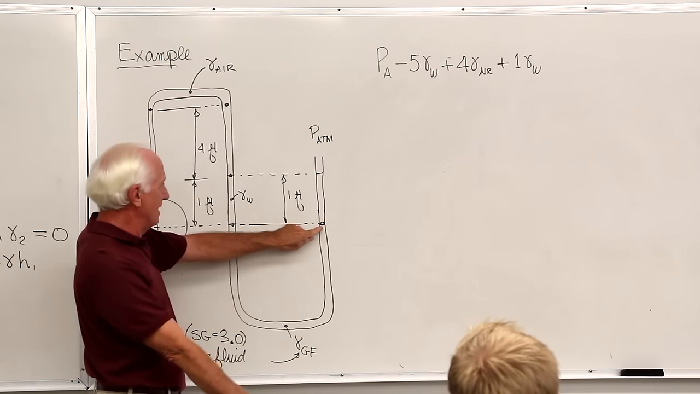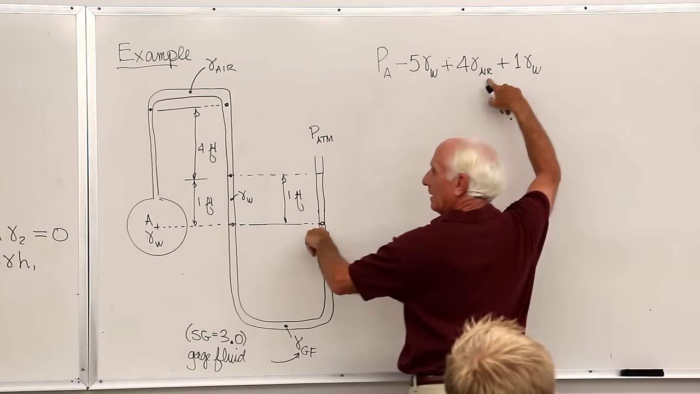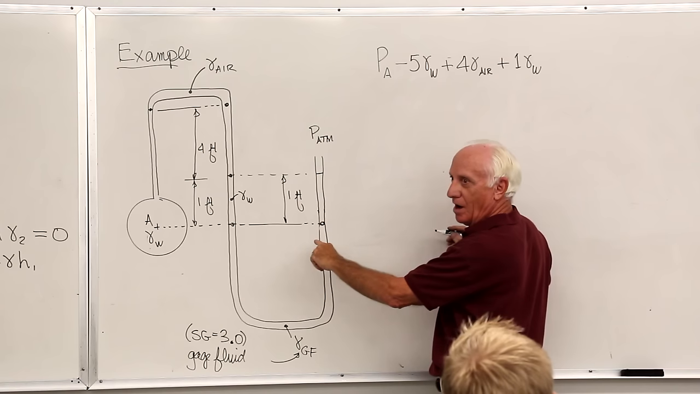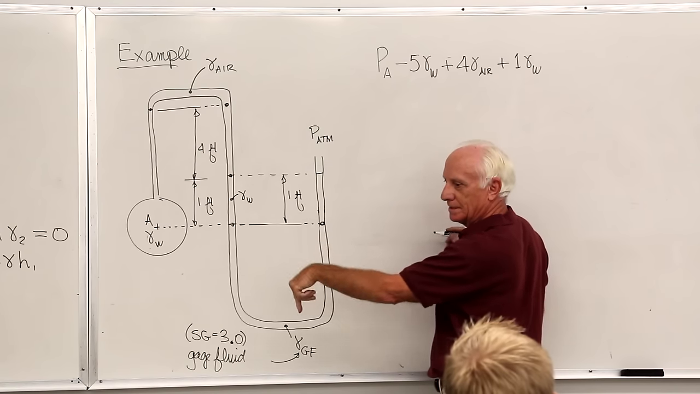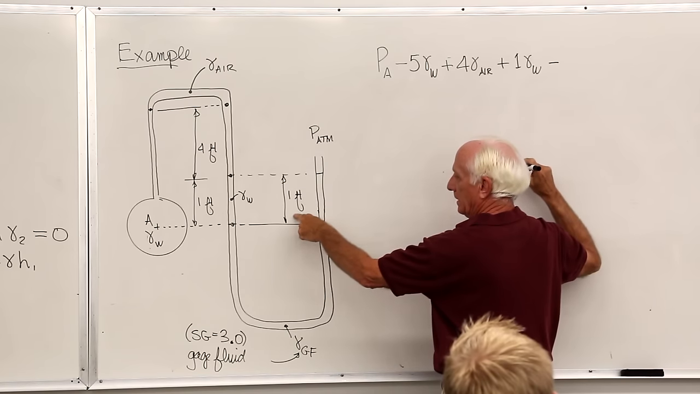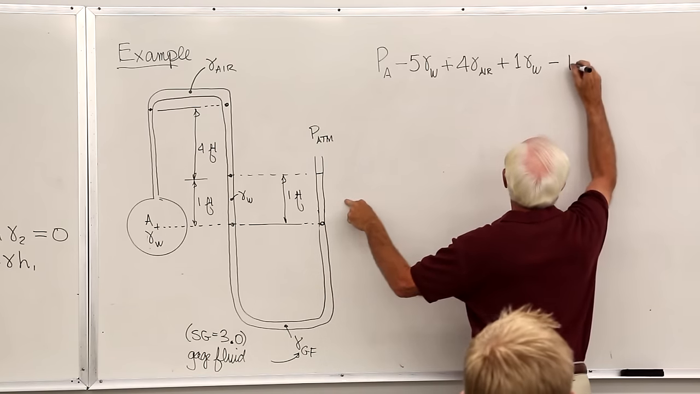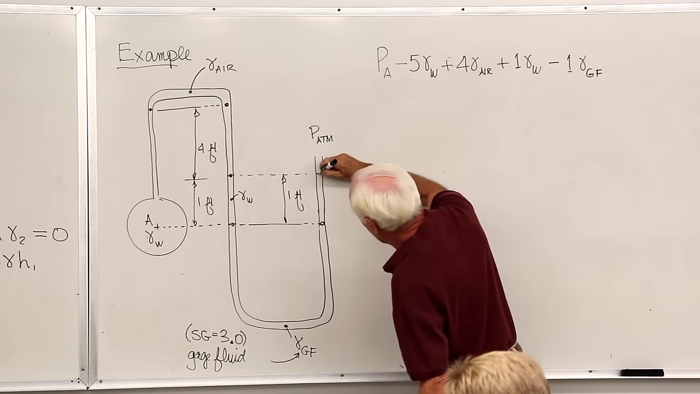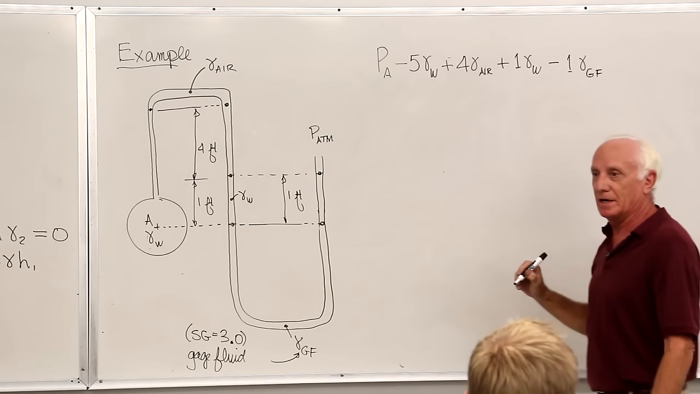So now this pressure right here is right there. Now what do I do to get out of this tube? I go up. If I go up, the pressure goes down. Minus sign, how far up? 1 foot. In what fluid? Gauge fluid. When I get to the top, at this point right here, what's the pressure? Atmospheric. Zero.